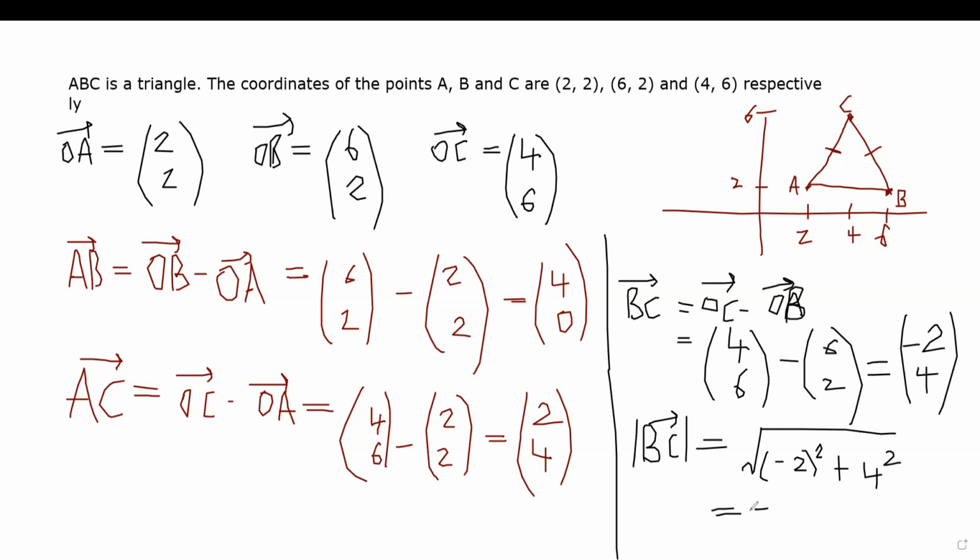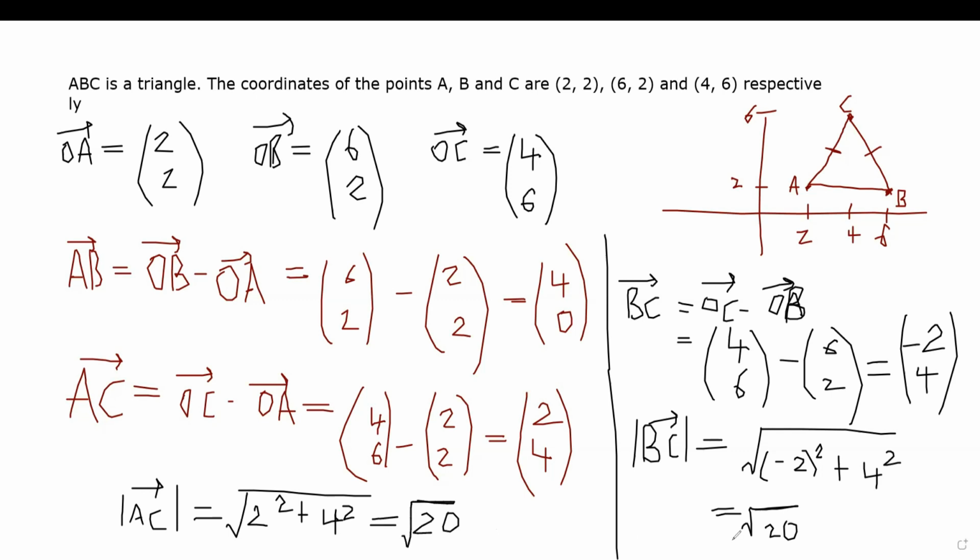So vector BC is the square root of 20. Now, if you work out the length of vector AC right here, you're going to get 2 squared, which is 4, plus 4 squared, which is 16. And then when you square root it, you get the square root of 20. Now, since vector AC is equal to vector BC, therefore it's isosceles. That's what you're going to tell them.